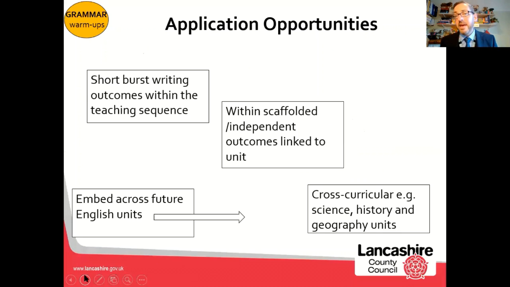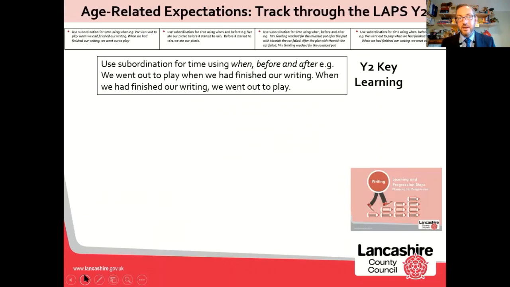Okay, so what are the application opportunities for this sentence type? So within our lessons, we're going to have some short burst writing outcomes within the teaching sequence, and we might apply them within scaffolding or independent outcomes linked to the unit, and also in cross-curricular lessons, so science, history, geography, etc. And what we're going to do is embed this teaching sequence or this sentence structure across future English units. So making sure that children are regularly practicing it and we're keeping that plate spinning.